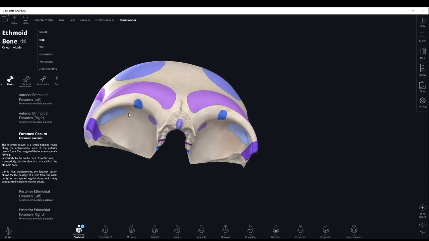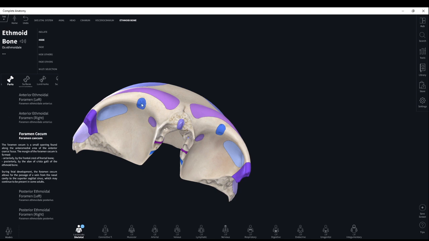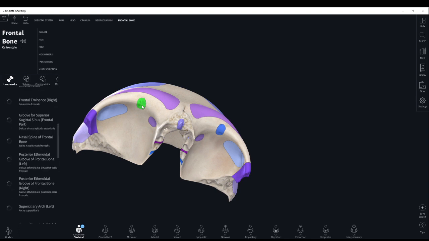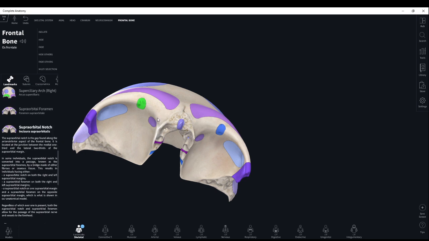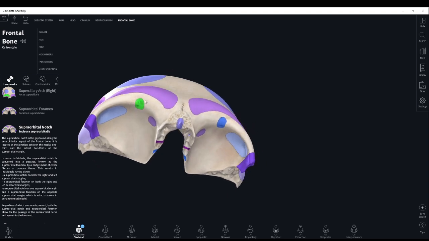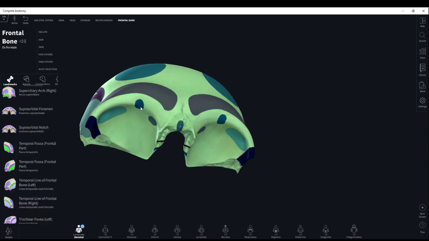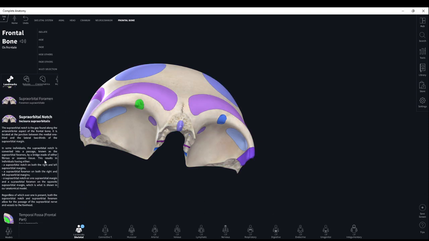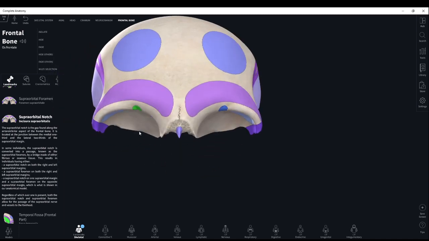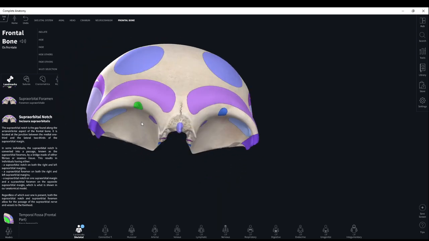On the orbital part of the frontal bone, on the external surface, you can see three structures. First, the supraorbital notch, incisura supraorbitalis, which can vary by individual: it may be a supraorbital foramen, or there can be a supraorbital canal, because some arteries and nerves pass through it.